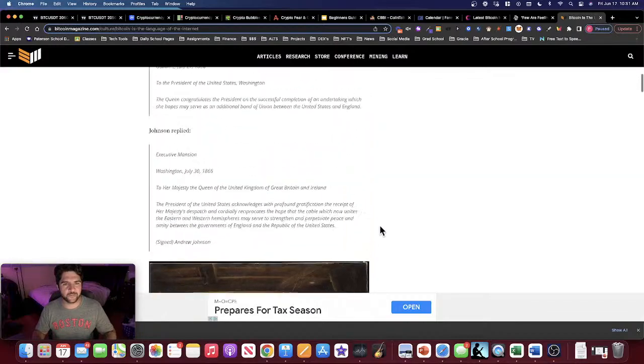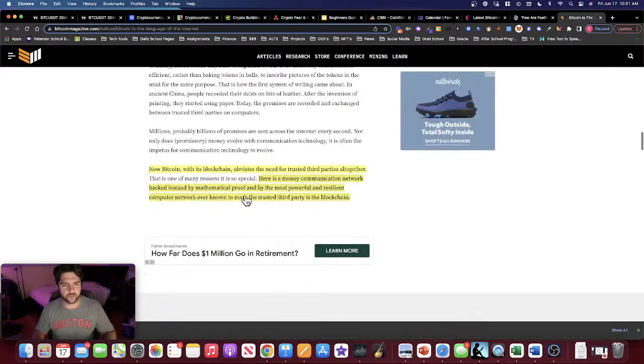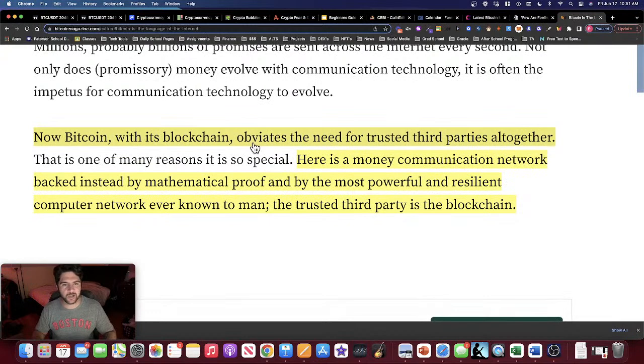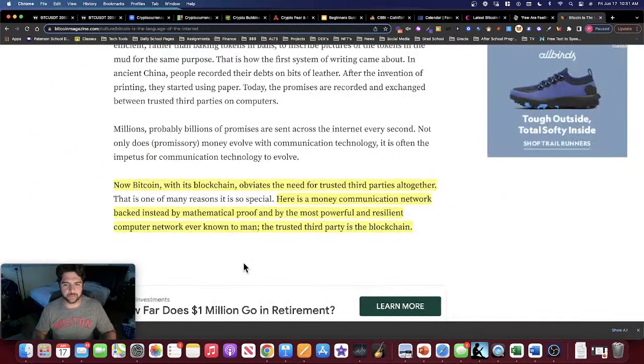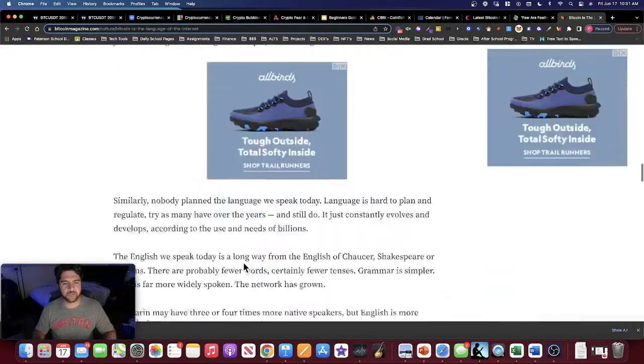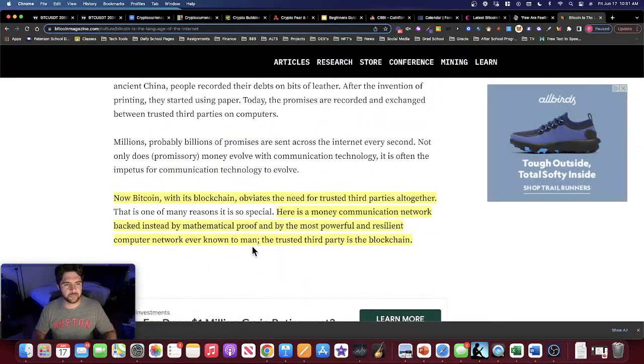I highlighted a few things in the article that I thought were worth noting. Now Bitcoin with its blockchain obviates the need for trusted third parties. Obviates? I don't know. But it gets rid of the third party. Here's a money communication network backed instead by mathematical proof and by the most powerful and resilient computer network ever known to man. The trusted third party is the blockchain. I like that. That's basically what got me into Bitcoin, right here.